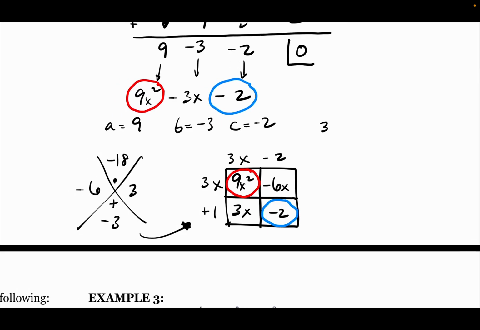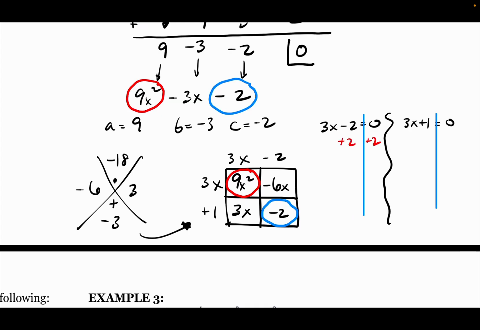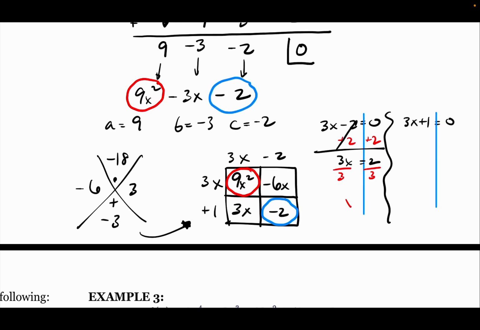So now we're going to set those two guys equal to 0, just like we've been doing all chapter. And that'll give us our two last answers. We're going to add 2 to both sides. Divide by 3. So one of my answers is +2/3.